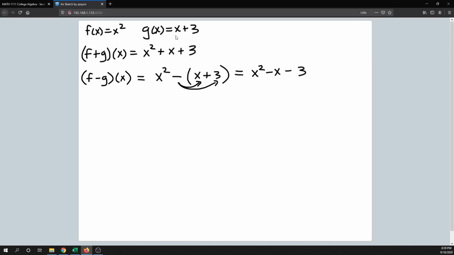So you've got to remember, if this g of x, the second function, the one you're subtracting, has multiple terms, put it in parentheses so that you remember to distribute the negative sign through the parentheses. Okay. All right, next up is f times g.